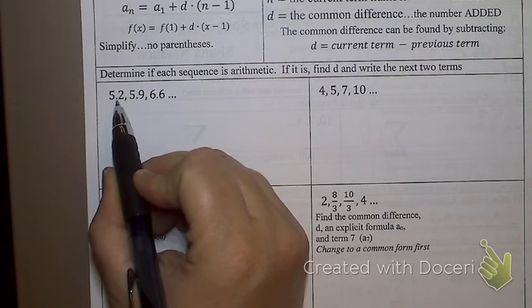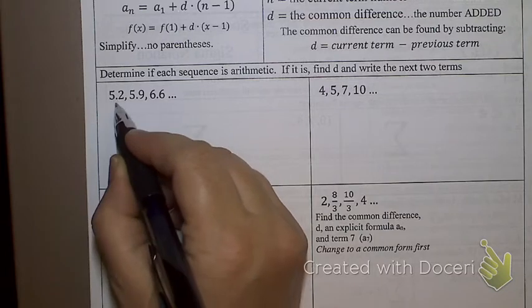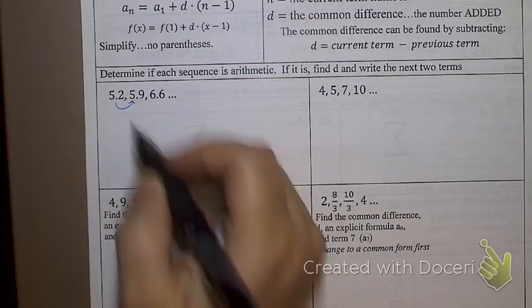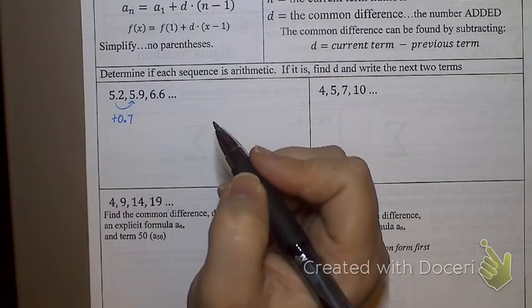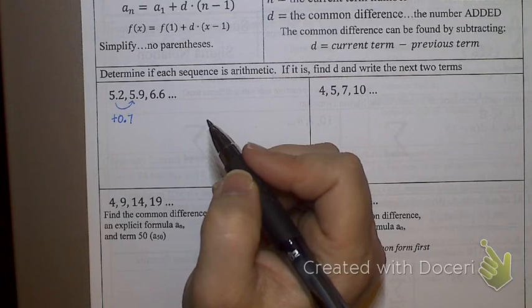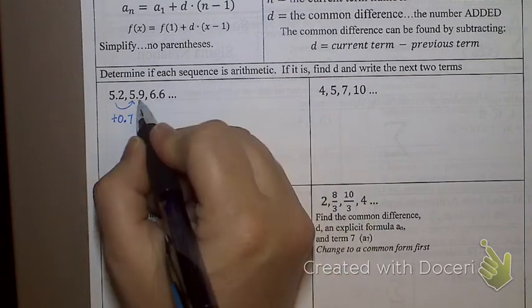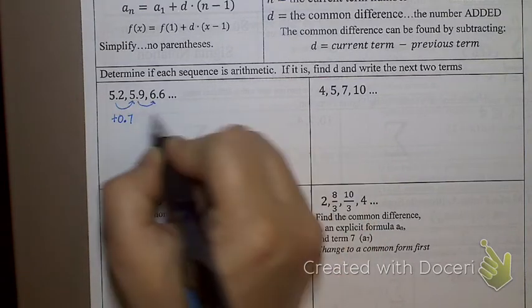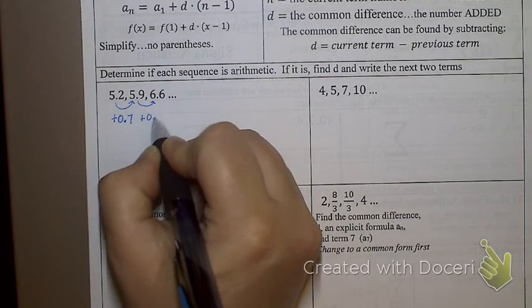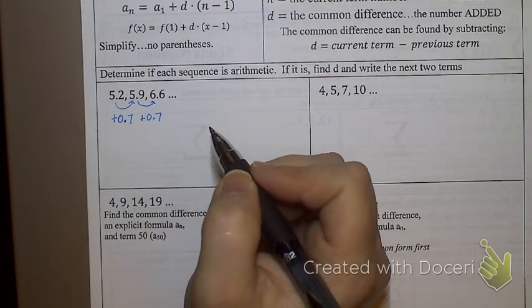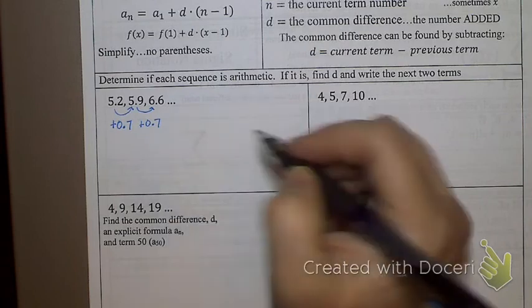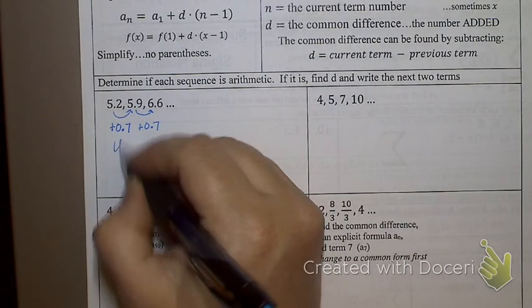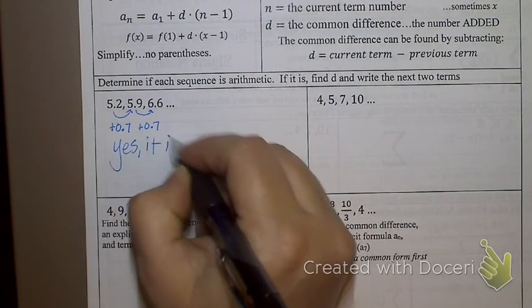Anybody? How do I get from 5.2 to 5.9? Plus 0.7. Now, if this is a linear relationship, what should also be true? 5.9 to 6.6 is also 0.7. Since those two match, do I have an arithmetic sequence? Yes or no? Yes, it is arithmetic.